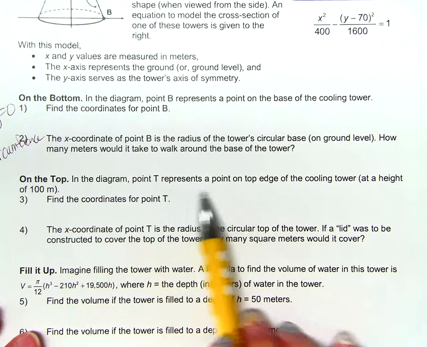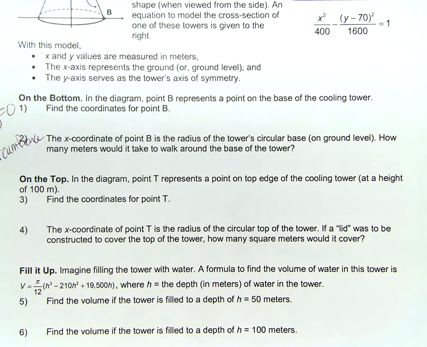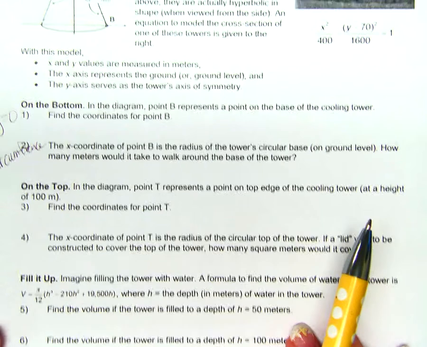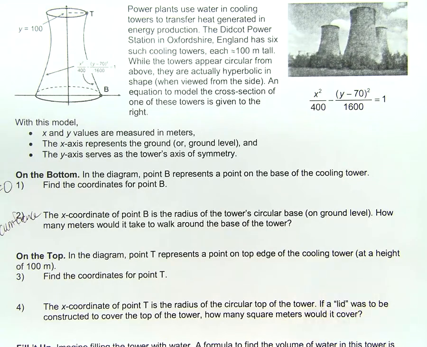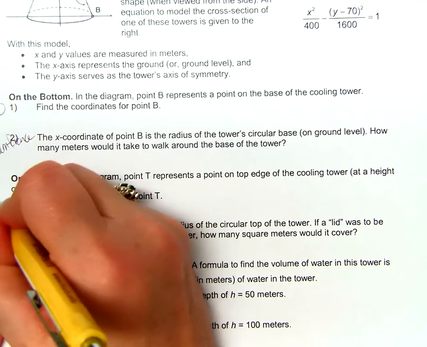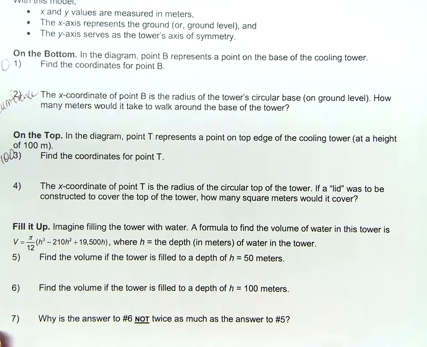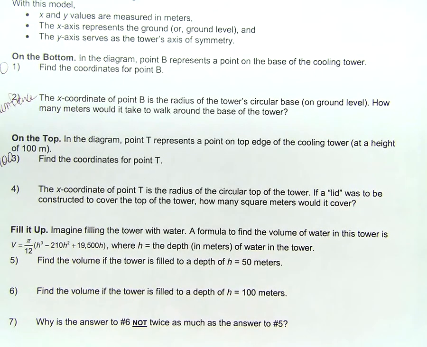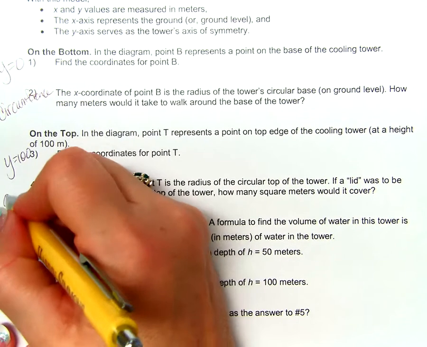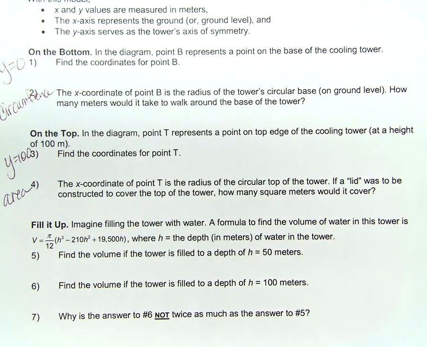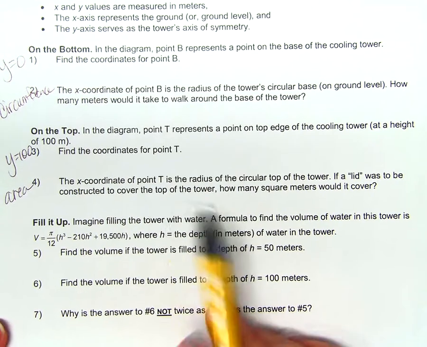Look at the top. In the diagram, point T represents a point on the top edge of the tower. Find the coordinates for point T. What do we know? We know its y value is 100. So y is going to equal 100, and you're going to solve for x. The x-coordinate of point T is the radius of the circular top of the tower. If a lid was to be constructed to cover the top of the tower, how many square meters would it cover? Area. We're looking for area. As soon as we find that point T, we'll know the radius, and we can find the area.